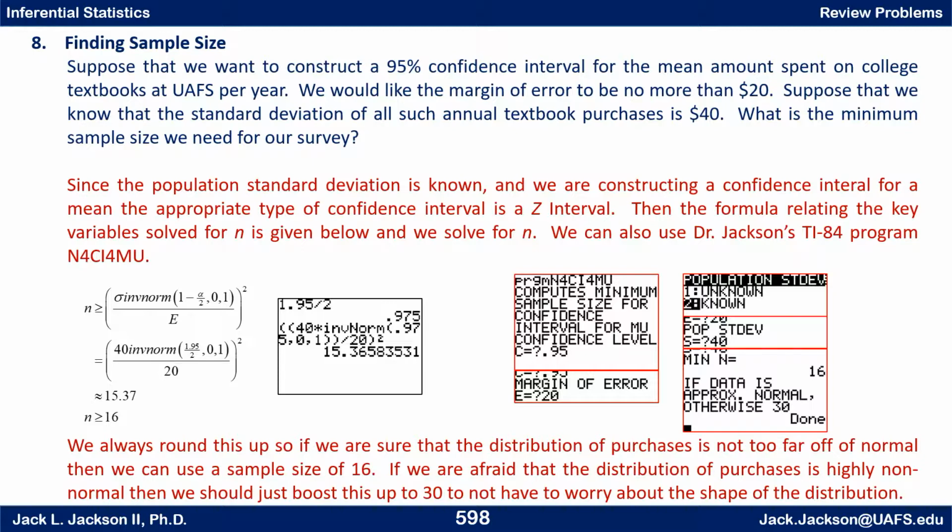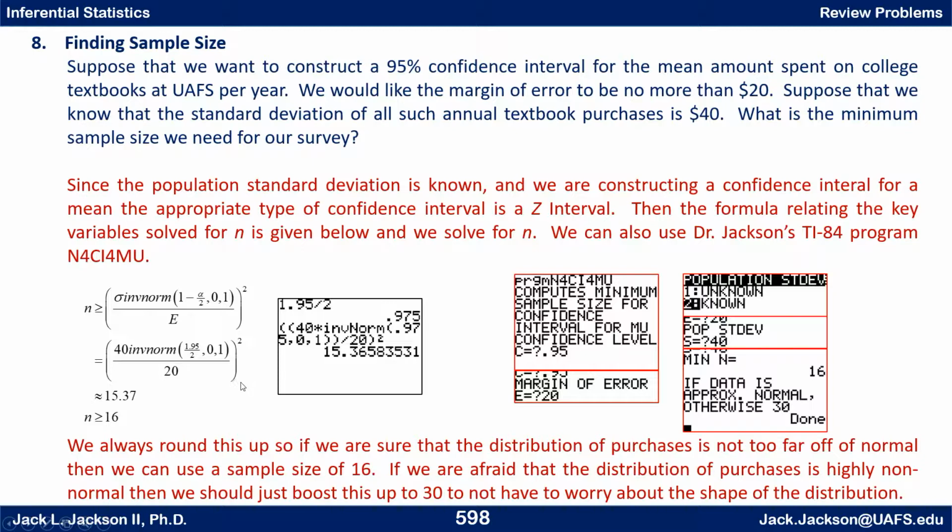And to find the n, we need to use this formula right here. n is greater than sigma times the inverse norm of 1 minus alpha over 2, or 1 plus confidence level divided by 2, which is the way I did it here, from a standard normal (0, 1), divided by the margin of error. Square that, and that gives us a number which we always round up to the next whole number. So here you can see it worked out in detail.